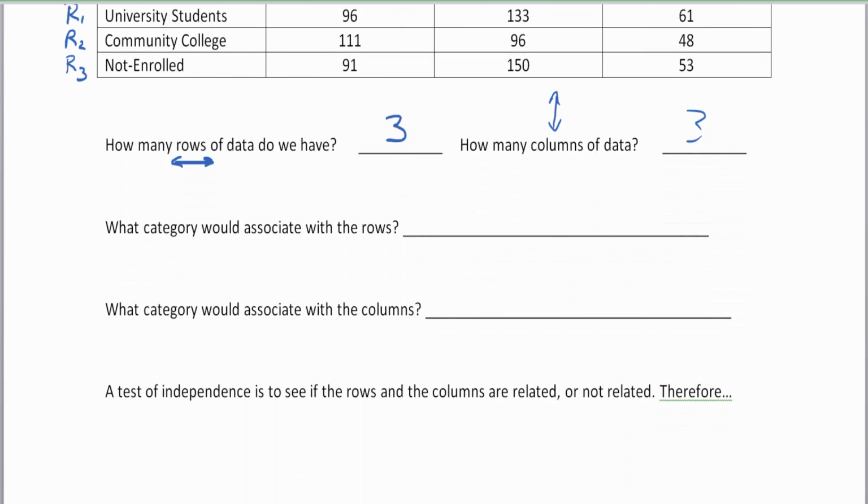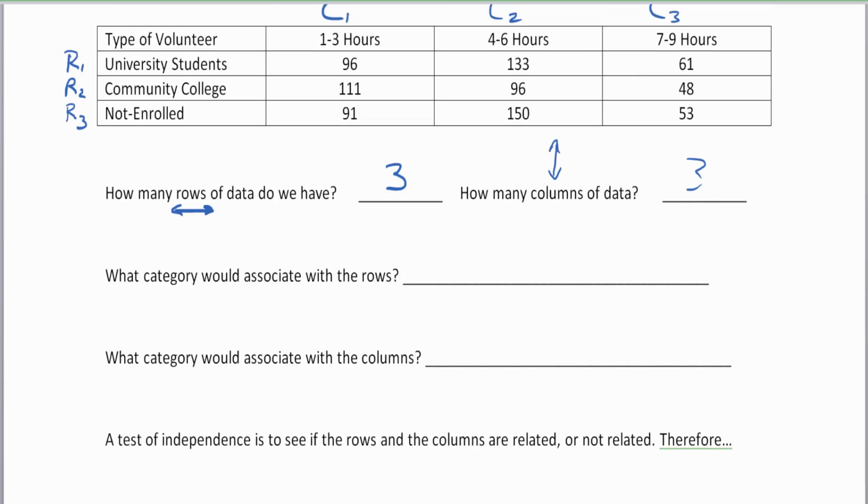Now, what category would we associate with our rows? It looks like our rows have university students, community college students, and not enrolled students. So what we have is education choices. So the rows associate with the type of education choices the 21-year-old has.